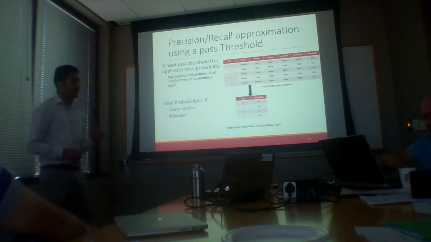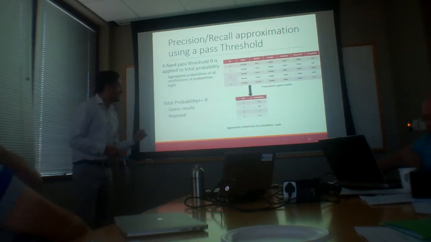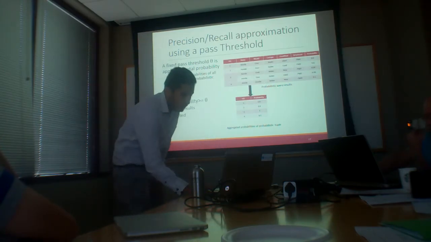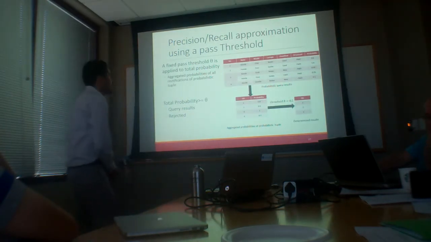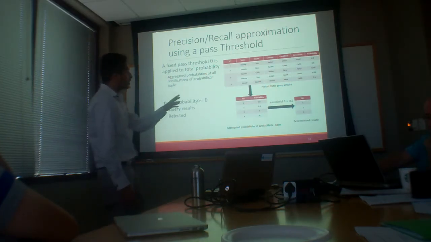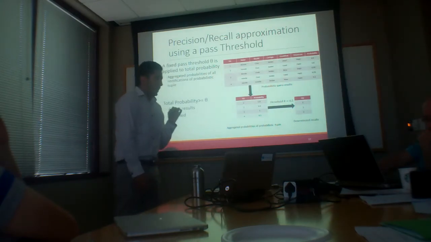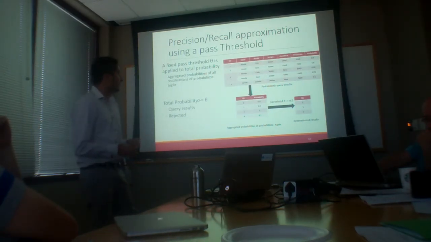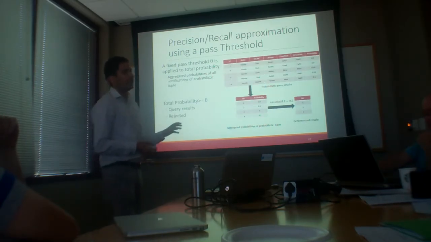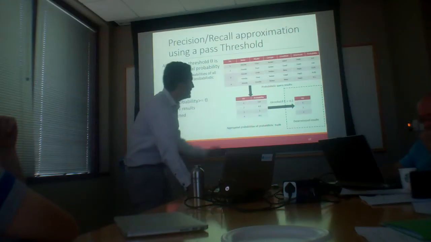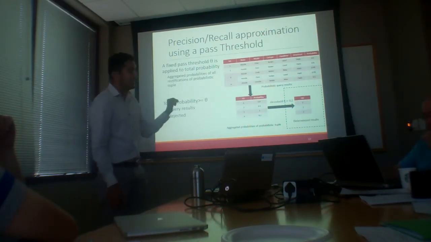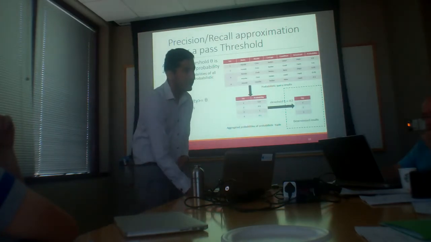We are only concerned about the tuple IDs, so we project out only the tuple ID and the total probability. After that, we put a pass threshold. In this example, the pass threshold is 0.2, and when it is applied, we remove all probabilistic tuples from this aggregated probabilistic result whose probability is less than 0.2. We consider the remaining results as deterministic results and then compute the precision and recall using the deterministic precision and recall formulas.